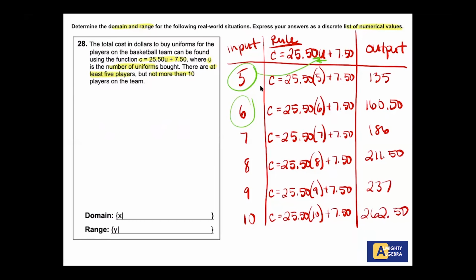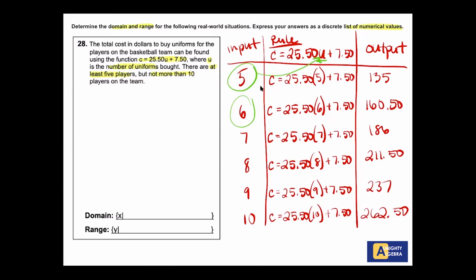The reason I put 0.50 instead of just 0.5 is because we're talking about money here. We're ordering uniforms. When you go to the store, you don't see something that costs $160.5. It's $160.50, right? So that's why I put 0.50 instead of just 0.5.